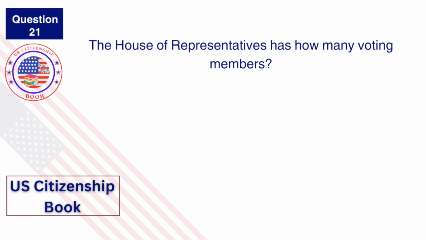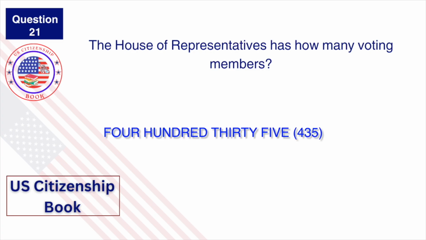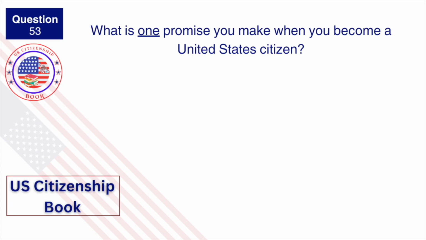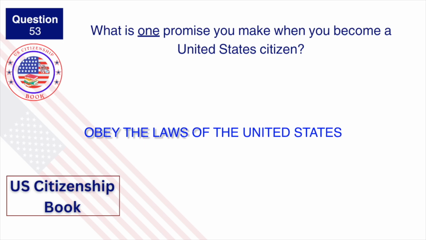The House of Representatives has how many voting members? 435. When was the Constitution written? 1787. What is one promise you make when you become a United States citizen? Obey the laws of the United States.